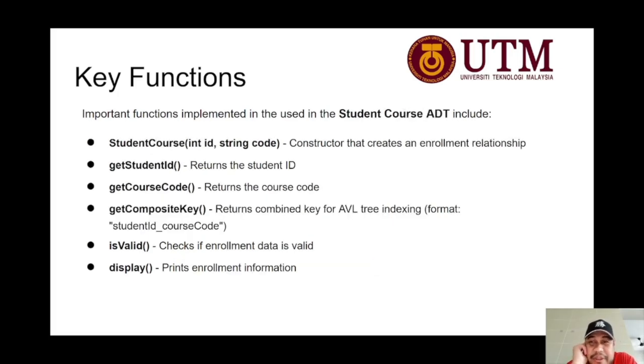And then we have the student course abstract data type, which holds the student ID and the course code that the student enrolls in. Then we have get student ID, get course code, and get composite key. The composite key is the student ID and the course code. Then is valid checks whether the enrollment data is valid, and display prints out the list of the student's enrolled courses.